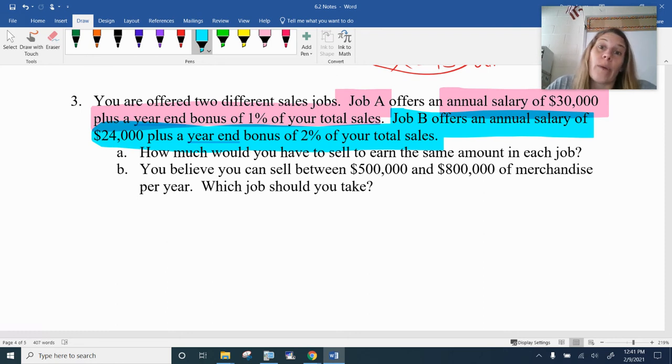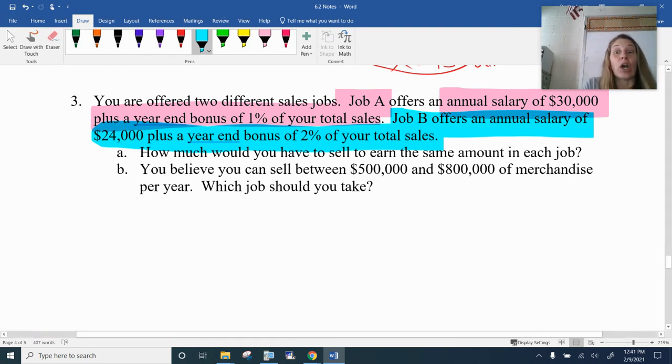Because you're going to get more money in your pocket. But are you? If it's a sales job and you're making a commission, which is a percentage of your sales, if you're a really good salesman, you might make a lot of bonus money. So 2% over 1%, if you're getting bigger bonuses, maybe that'll end up being more in the end. So how much do you have to sell to earn the same amount in each job?